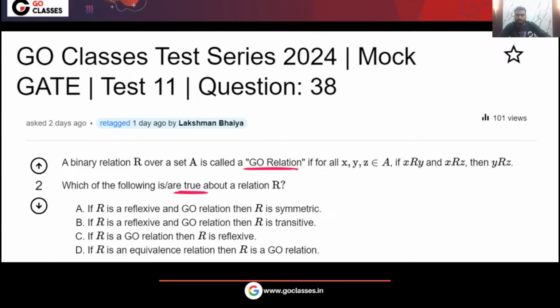Is this clear? Please tell me. Is this question clear to everyone? So this was a beautiful question. Okay, let's move on.